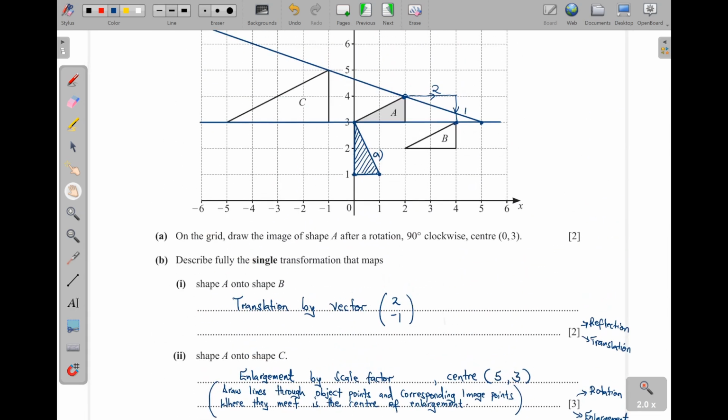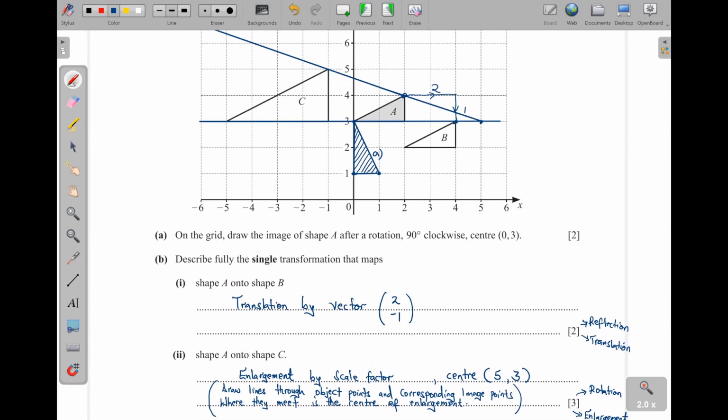Image side length over object side length. So look at this side here. These are 2 units. This is 1, the corresponding one. So that is 2 over 1. That means the scale factor is 2. And it is 2 positive because the scale factor can be a negative.